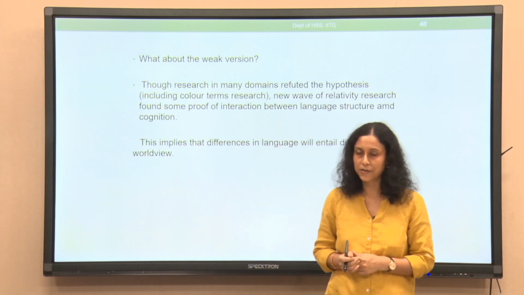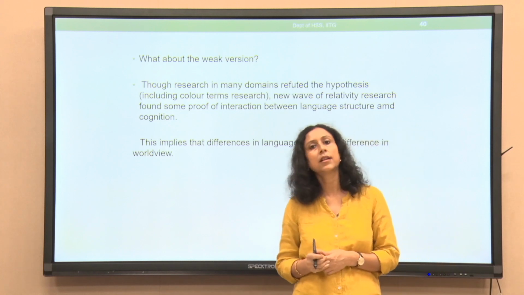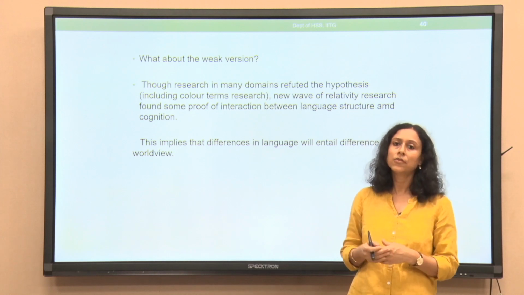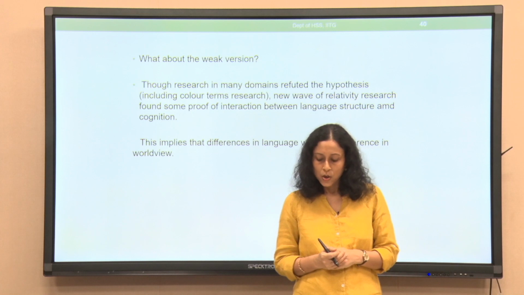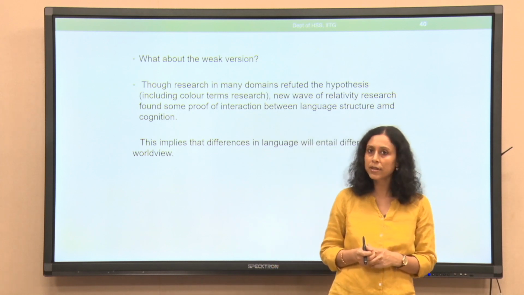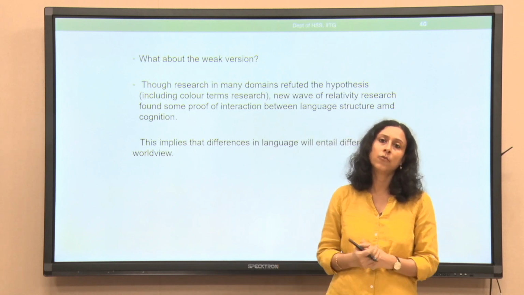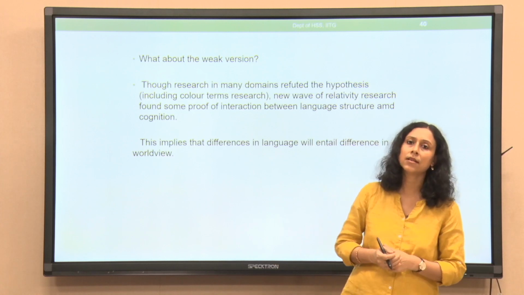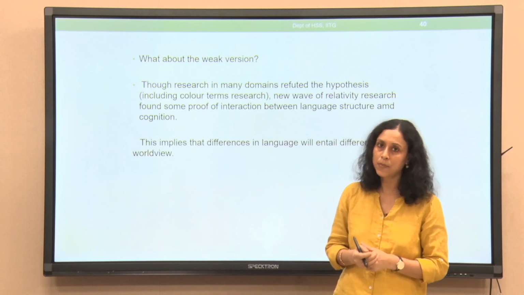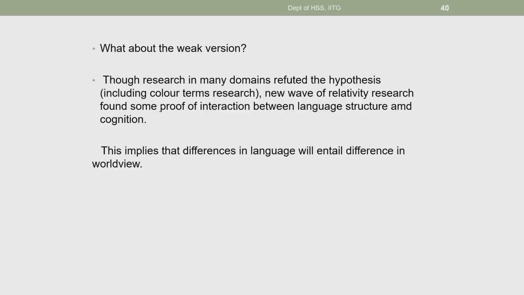What about the weaker version? The weaker version does not claim that language decides the way we think. The weaker version claims that there is a relationship, there is an amount of give and take, there is an amount of influence. Now, though research in many domains has refuted the strong hypothesis, there is a new wave of research that has been happening for some time, that has some amount of proof in support of the weaker version. So, there is some amount of proof of interaction.